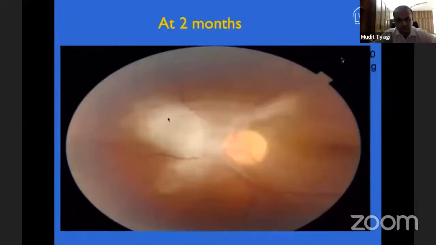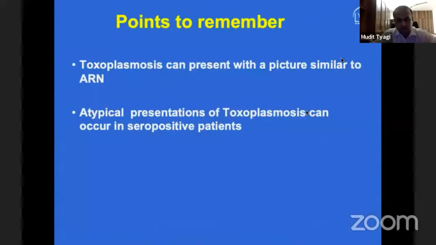And you can see this fibrosis and scarring nasally. And the macular lesion has completely regressed. And the patient's visual acuity had improved to 20/30, which is maintained even now at more than 1 year of follow-up. So the point to remember is that toxoplasmosis can present with a picture similar to ARN. And atypical presentations of toxoplasmosis can occur in seropositive patients.